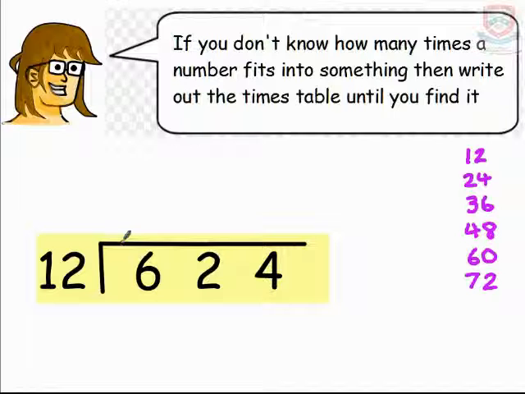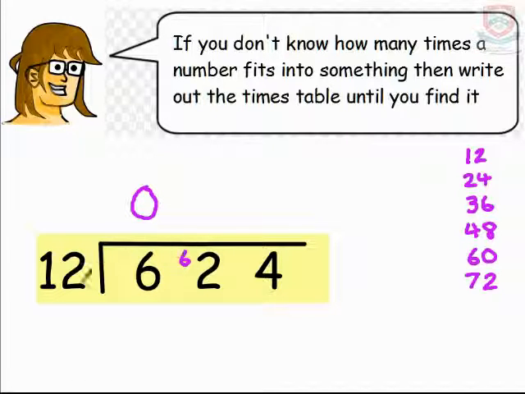So let's go back to our question. 12s into 6. Again, 6 is the number we're trying to divide. We're dividing 6 by 12. So therefore, there are none. 12's far too big. And leaves us with 6 left over.